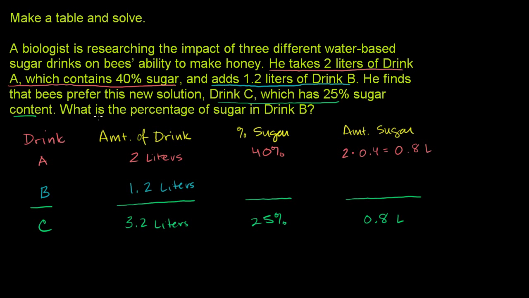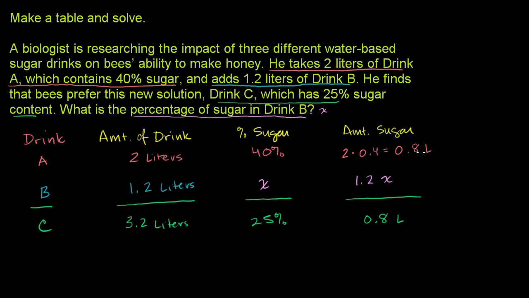Now, they want to know what is the percentage of sugar in drink B. So let's just call that x. So the percentage of sugar in drink B, let's just call that x. So that's right over here. Now, if it's x% sugar here, or this is the decimal equivalent, that's x, how much sugar do we have? We have 1.2 liters times the decimal equivalent of sugar. So this is going to be 1.2 times x. Now, let's think about it.